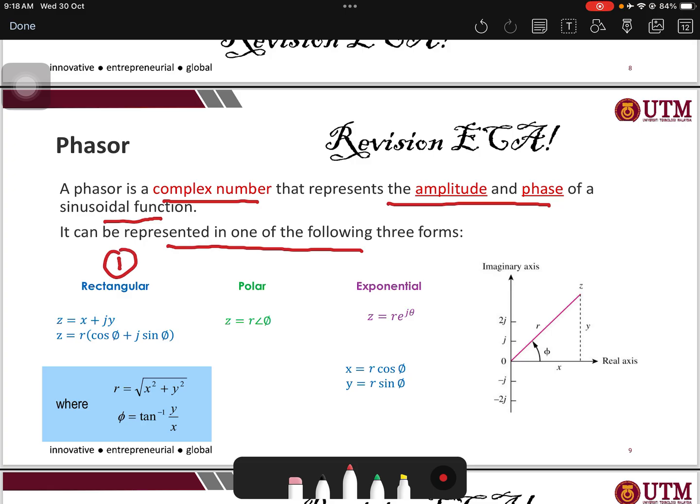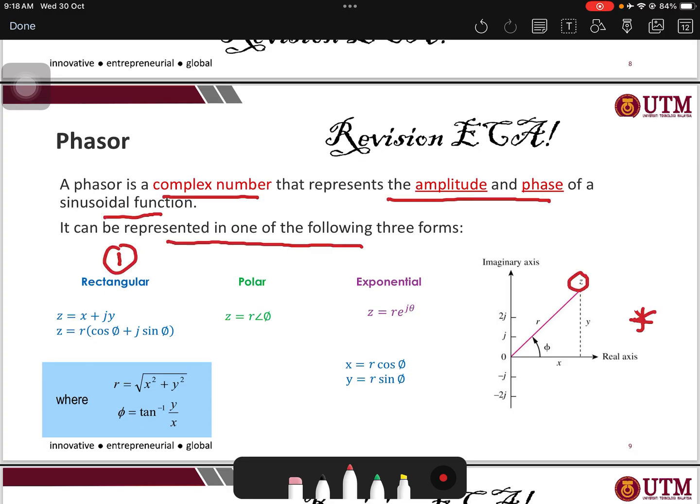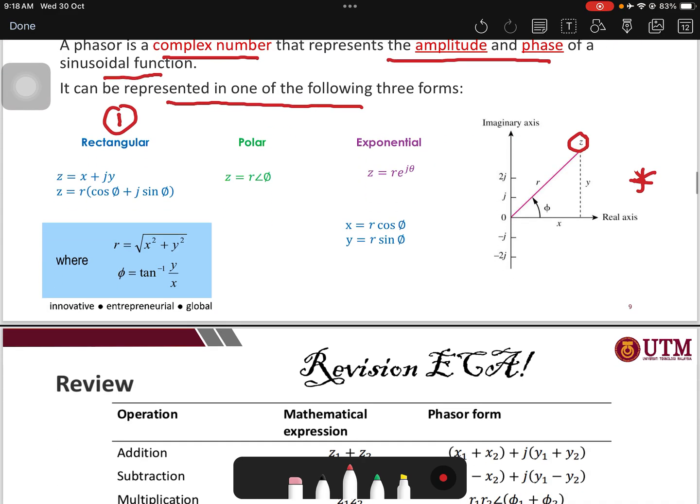The first one is the rectangular. You may refer to this sketch. Rectangular means that z is equal to x plus jy. What is the j? J is the imaginary value. From here we can represent our signal in the polar form, z is equal to r phase theta, and then we can also represent our signal in terms of the exponential. I hope that you can do your revision because this was already learned in the electrical circuit analysis.